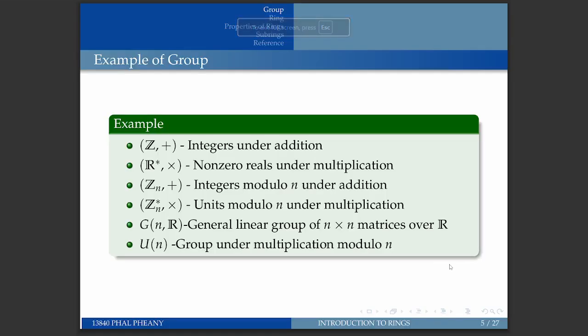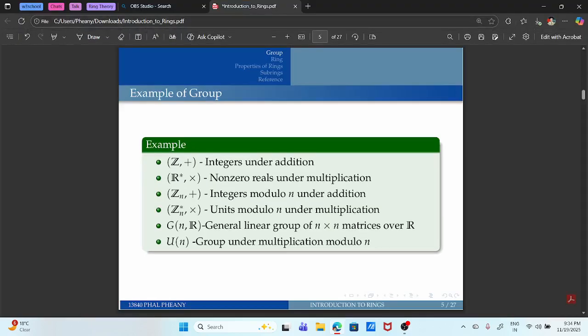Okay, the next part is we're talking about the examples of the group. Most of the groups that I have mentioned here are used in the normal way, like Z under addition or under multiplication. So I would like to explain it step by step. The first example is Z under multiplication.